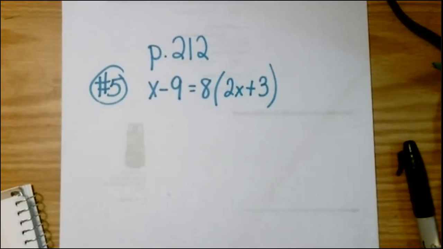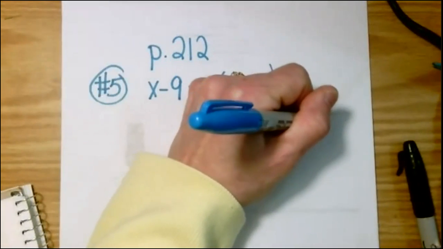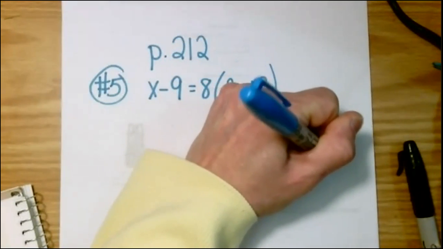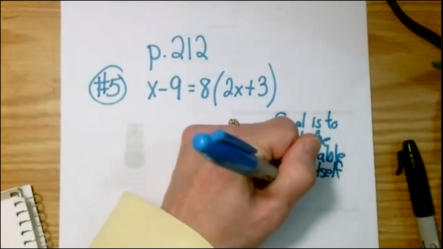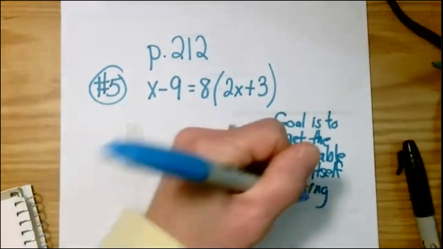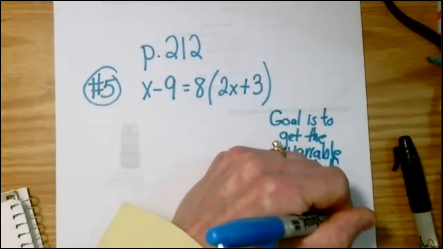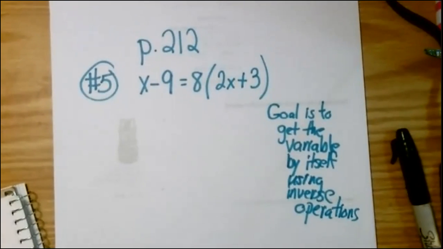Okay, so here's a problem to solve. And remember, the goal is to get the variable by itself using inverse operations. Now, since I'm not on screen, these notes will not be available on Word when I send them out onto Google Classroom. So you may want to take some notes down in your notebook to help you remember some of these things if necessary.